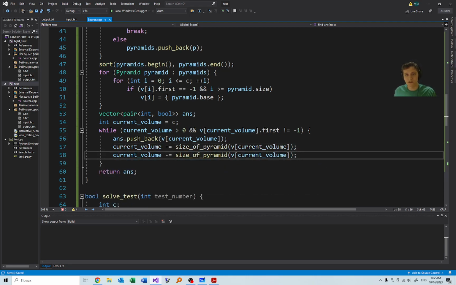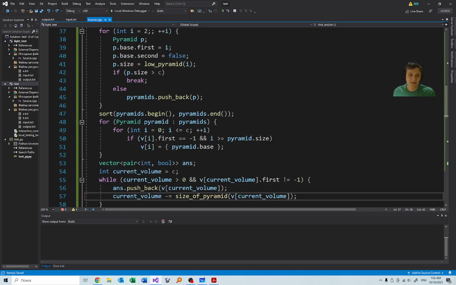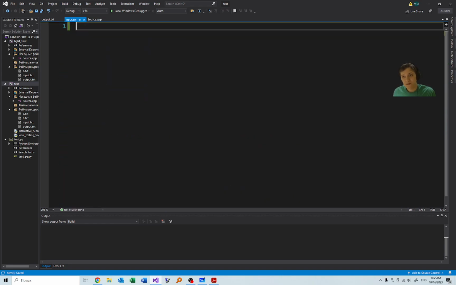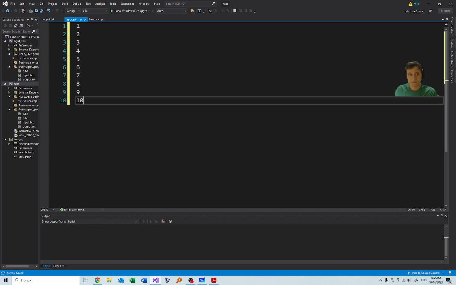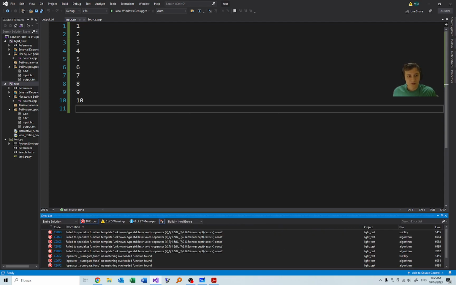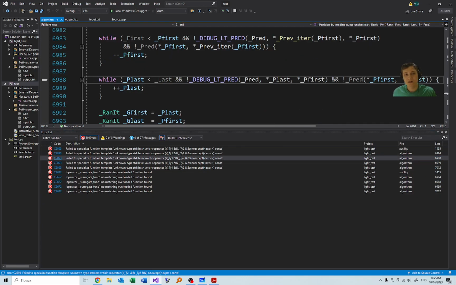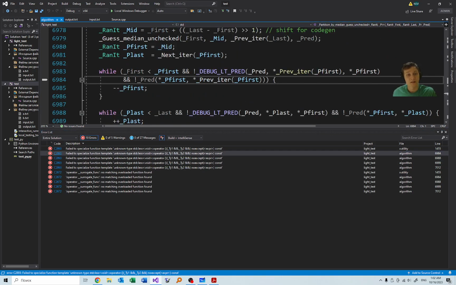Great. And return answer. So this is totally incorrect solution, although everything seems right. And to understand that, we need to run it on some cases. I will just create several easy cases. Something is wrong. See, you have so many errors and they all do not make any sense. Some fails to specialize function template.